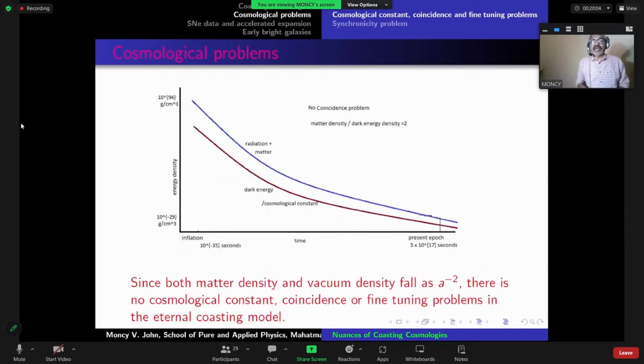But in the eternal coasting model, since vacuum and ordinary matter are all varying as a to the power minus 2, there is no coincidence. There is no cosmological constant problem. There is no coincidence problem, and there is no fine-tuning problem in this case.